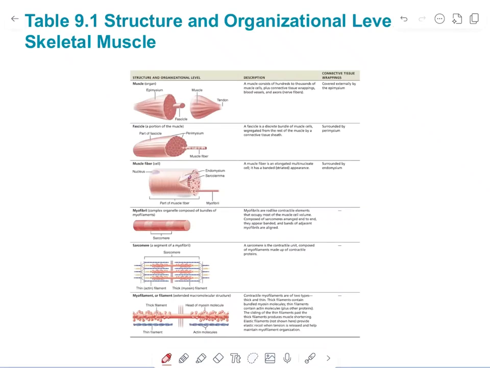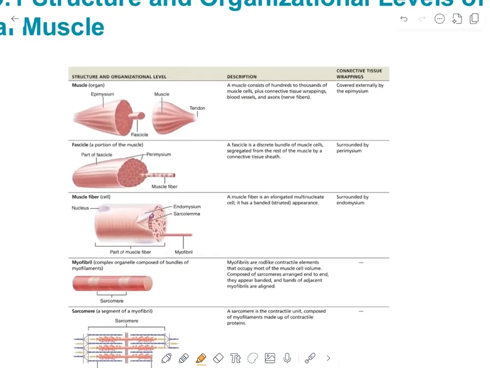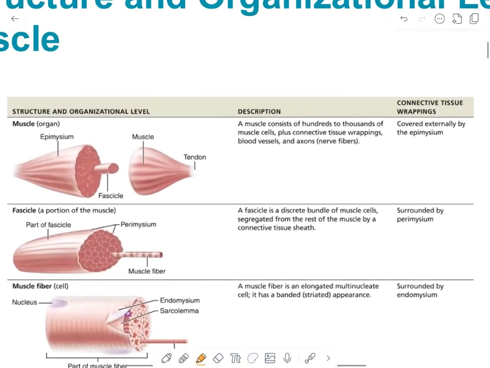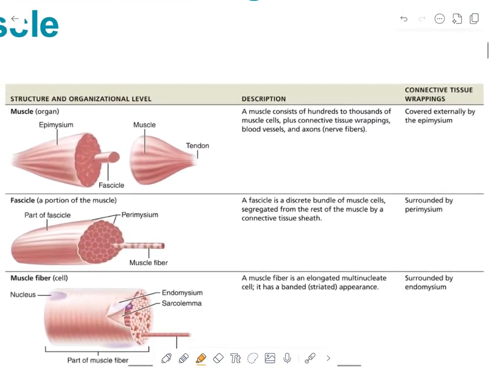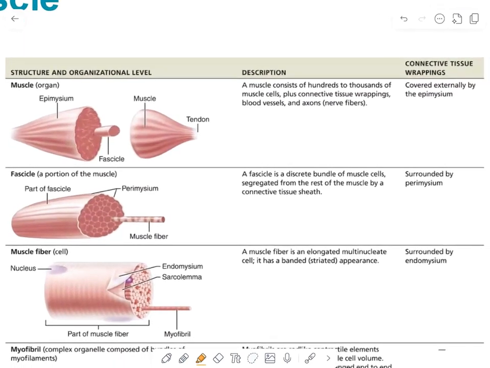Now, when we look at the individual components of the skeletal muscle, this is what we see from the chart. We're going to start with the macroscopic level, which we saw on previous slides. The muscle as an organ is surrounded by the epimysium. Then we have the fascicle, which is surrounded by a perimysium. And that entire muscle is attached to the bone by a tendon, one of those attachments that we just learned about.